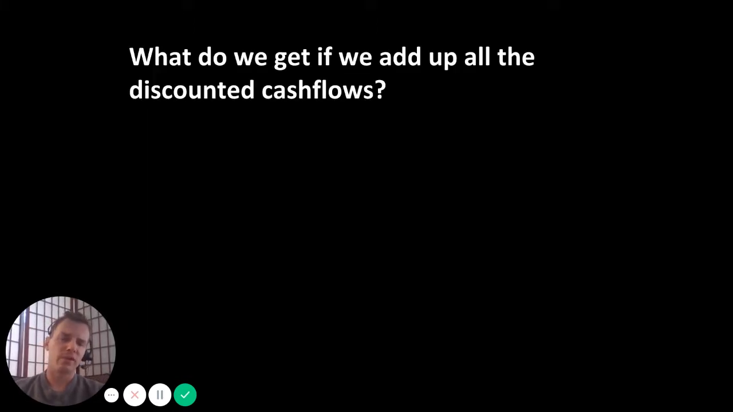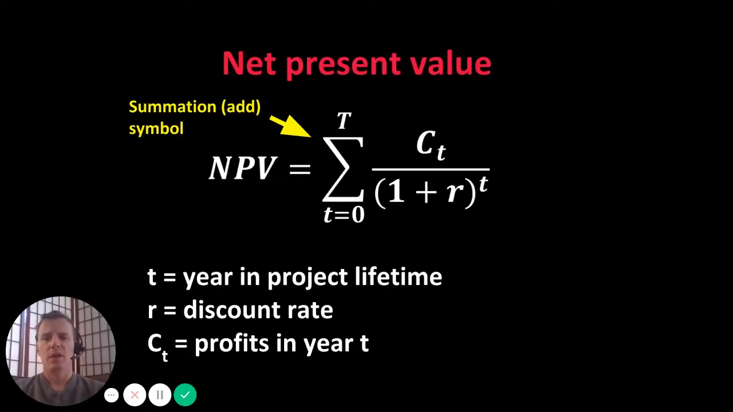So what do we do for this particular power plant if we add up all the discounted cash flows? What we get is something that's called net present value. And so this is the formal mathematical formula for net present value. And it's basically the same thing as adding up all the discounted cash flows. This Greek symbol just means you're adding everything up.